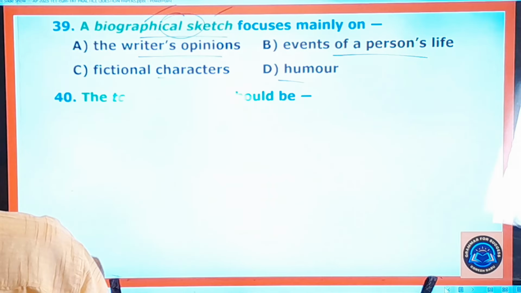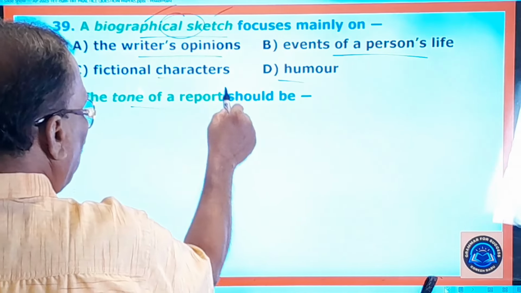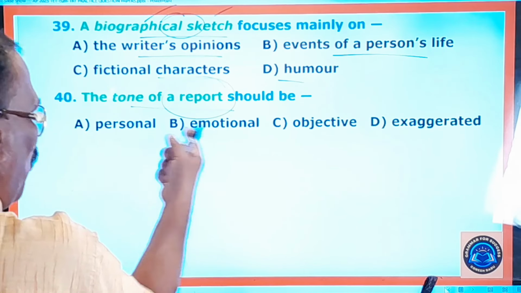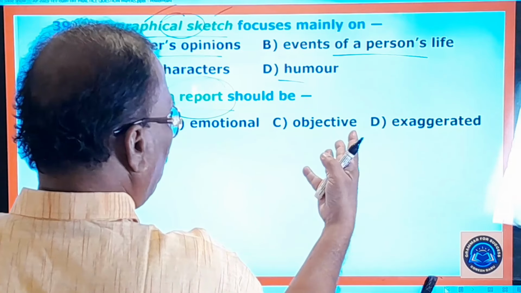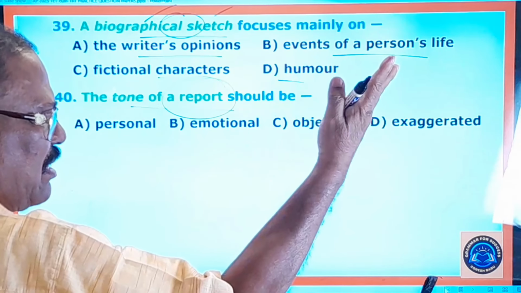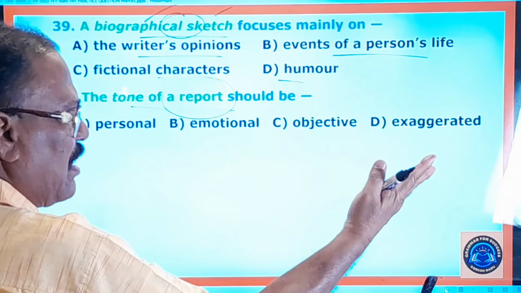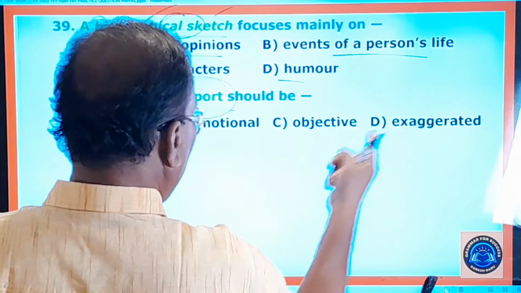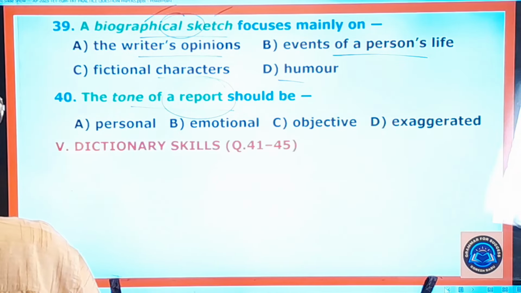You go to the next question, 40th one, the tone of a report. What should be the tone of a report? Here, personal, emotional, objective. Objective means thinking about others and talking about others, that is called objective. So personal, emotional, objective, exaggerated. So what is the tone of a report?